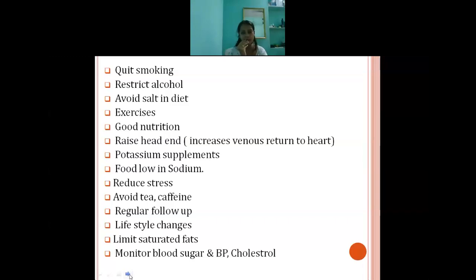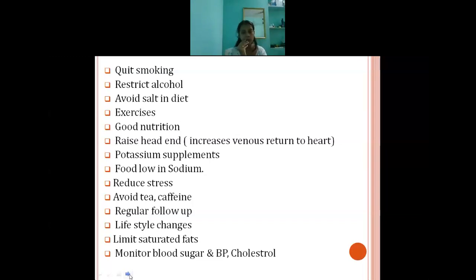A good nutrition is very necessary for a person with heart failure, because a person may be emaciated and will usually have an imbalanced dietary pattern. And if the person is having dyspnea and all, we can slightly raise the head end of the patient and provide a semi-Fowler's position. Reducing stress is again essential, because that also can trigger heart failure.